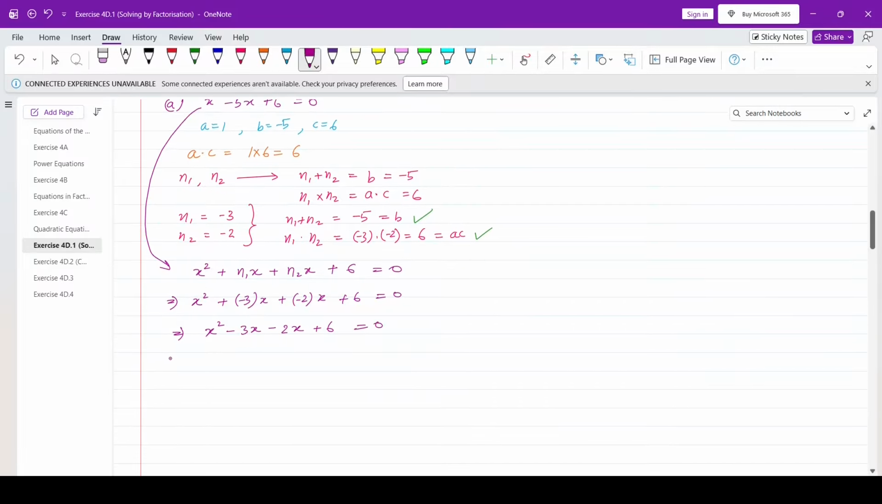Now we can take common terms. So let's take common from the first half of the equation first. That is going to be x, and in parentheses we are left with x minus 3.